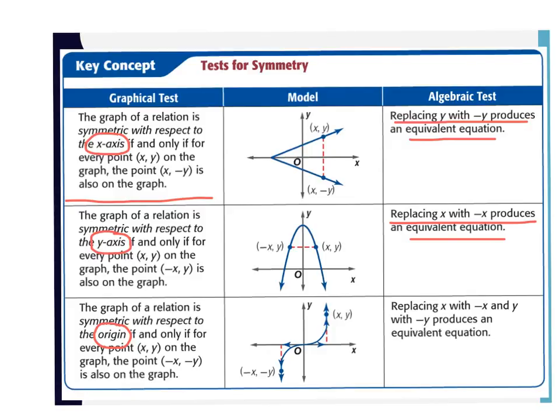And lastly, with the origin, it says the graph of a relation is symmetric with respect to the origin if and only if for every point (x, y), the point (-x, -y) is also on the graph. So again, the algebraic test is to replace x with negative x and replace y with negative y. And when you do that and substitute that into your equation, the result is the same exact equation from before. It would be symmetric about the origin. You can pause this video at any time to take notes on some of these examples.